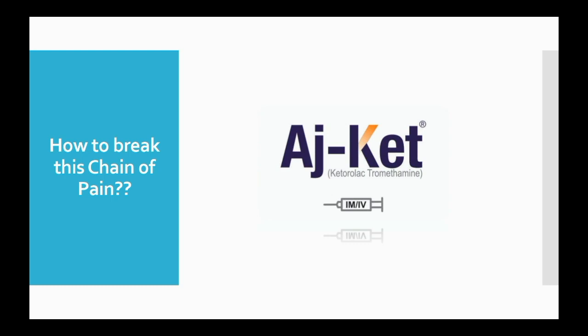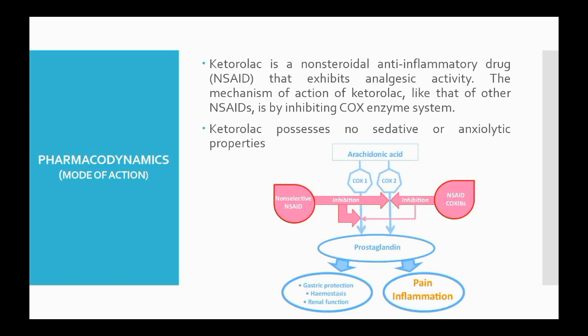So let us discuss Aj-Ket. We will discuss here two major characteristics of our drug, namely pharmacodynamics and pharmacokinetics. In pharmacodynamics, we will discuss the mode of action. Here you can see that ketorolac, like other NSAIDs, like other non-steroidal anti-inflammatory drugs, exhibits analgesic activity. The mechanism of action of ketorolac, like other NSAIDs, is by inhibiting cyclooxygenase enzyme.